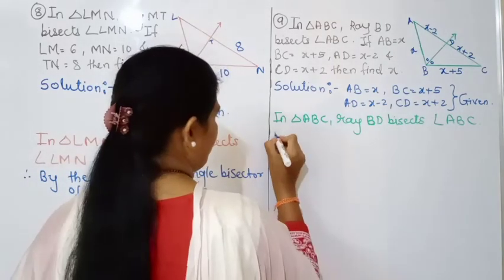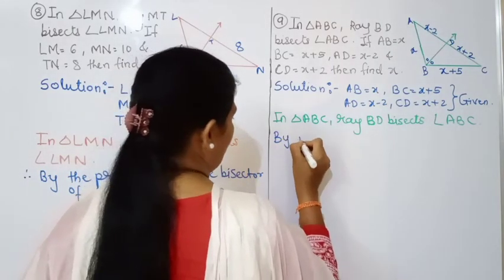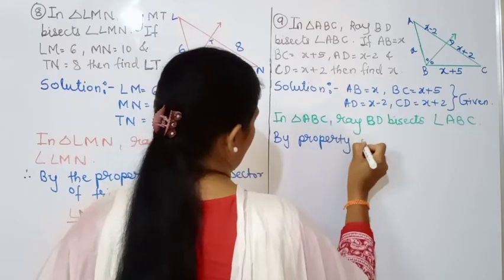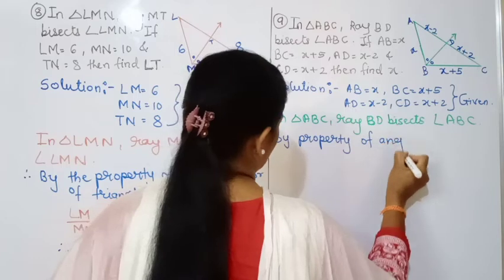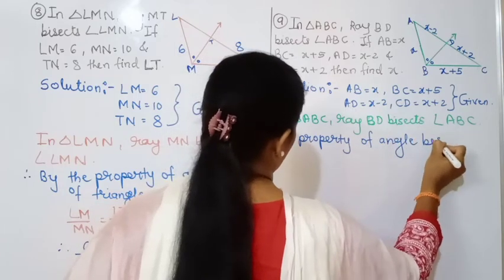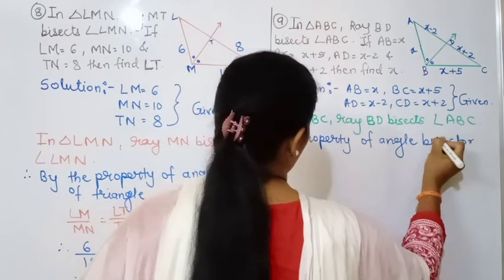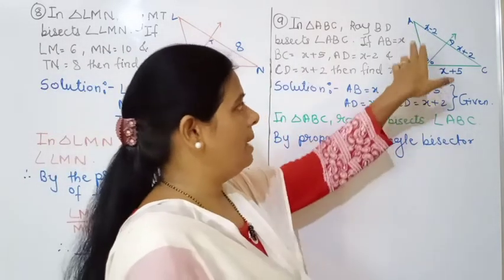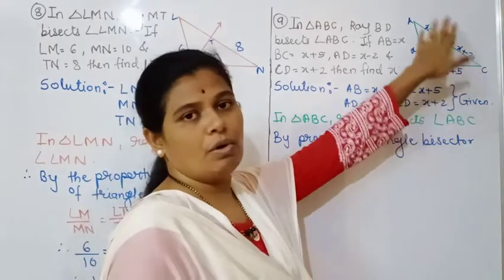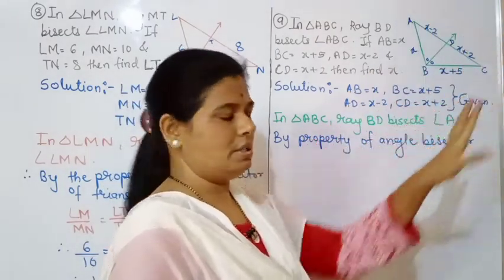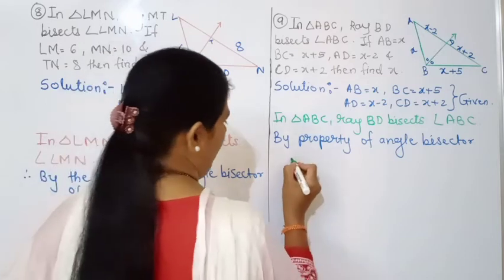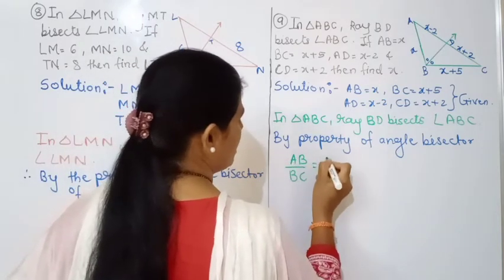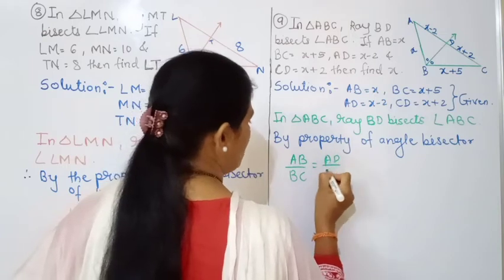So by property of angle bisector, we get the ratio. What is the ratio now? That is AB upon BC equal to AD upon DC. Okay, so we will write the ratio. That is AB upon BC is equal to AD upon CD.